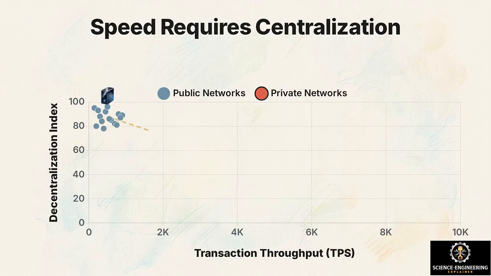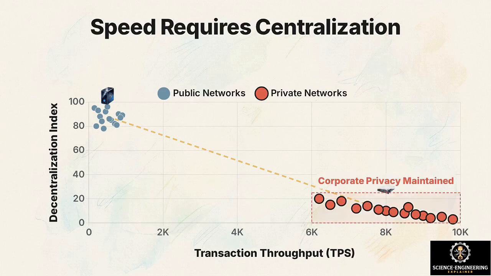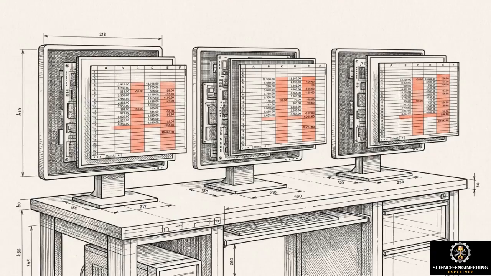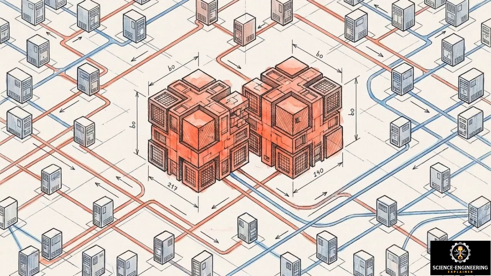Private networks sacrifice true decentralization. In exchange, by limiting the number of participants, they achieve much higher transaction throughput and maintain corporate privacy. While the network topology decides who can access the ledger, it doesn't solve a deeper operational problem. The network still requires a way for these independent nodes to resolve conflicting data and agree on the true state of the ledger without a central referee.